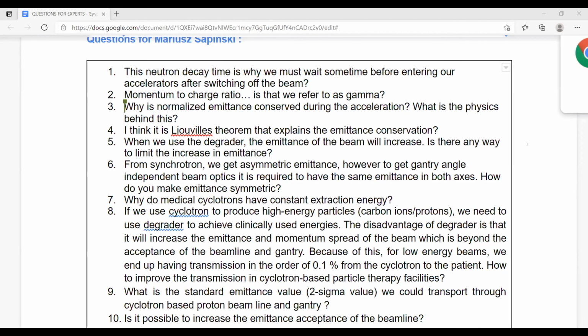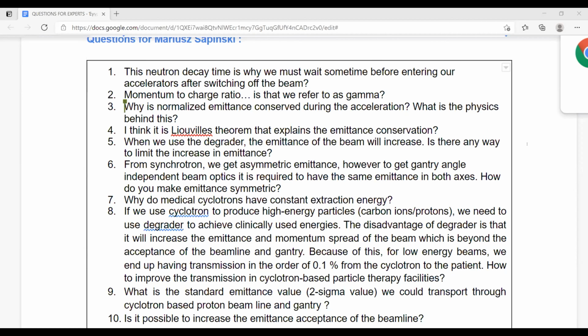Okay, question number 6: from a synchrotron, we get asymmetric emittance. However, to get gantry angle independent beam optics, it is required to have the same emittance in both axes. How do you make emittance symmetric? All right, so this is actually a question which takes quite some time to explain. Maybe I leave it to Elena for tomorrow, because she will be talking about the gantries tomorrow or on Thursday. Now I don't remember. And this is exactly one of the things that I think she will address.